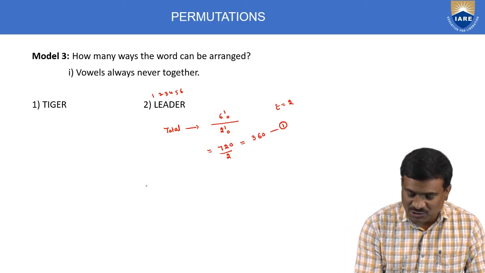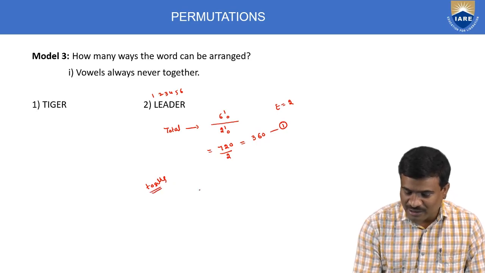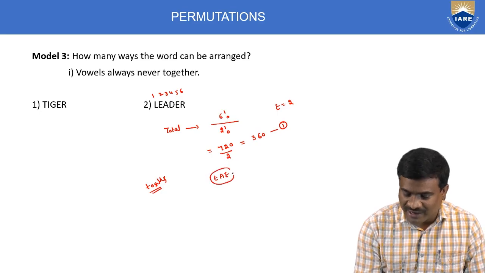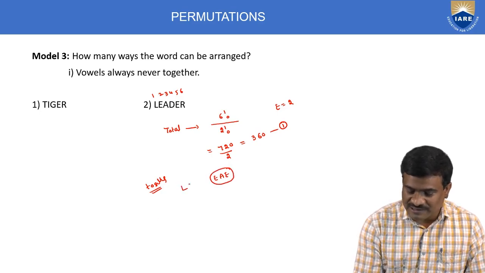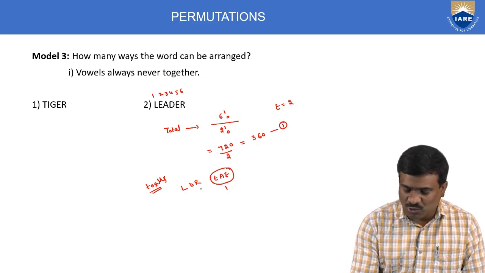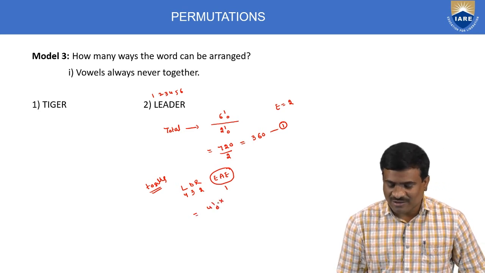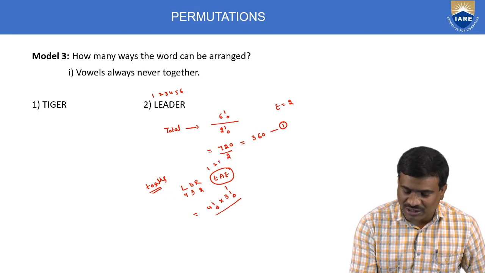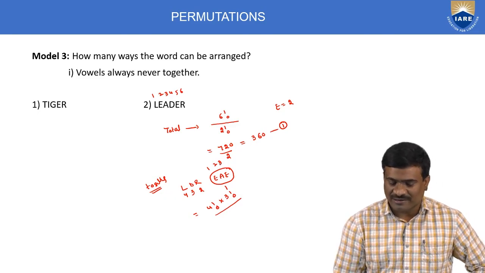Second equation, together condition: vowels always together. The number of vowels in LEADER is only 3: E, A, E. Write one bracket. The consonants are L, D, R. Here the vowels are treated as one letter. Total number of letters is 4. 4 letters arranged in 4 factorial. And the number of vowels is 3, E, A, E. 3 vowels arranged in 3 factorial.